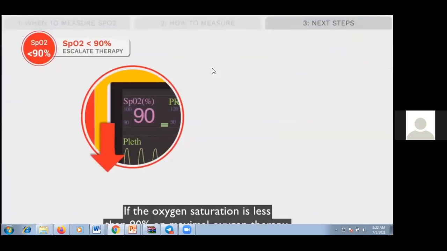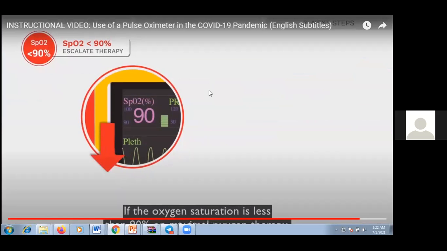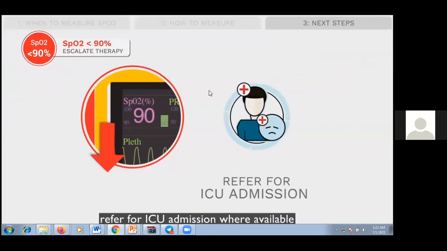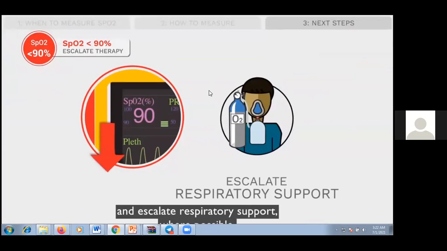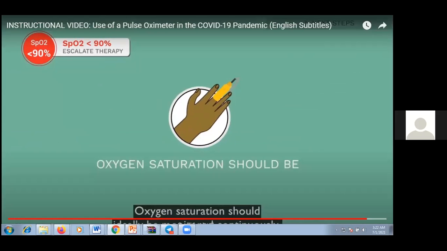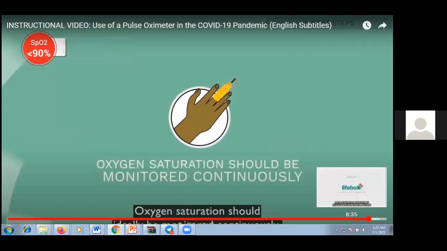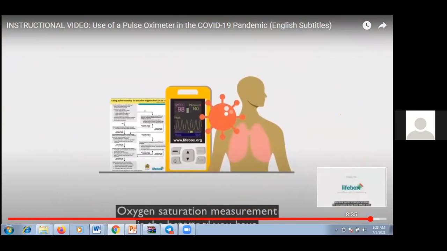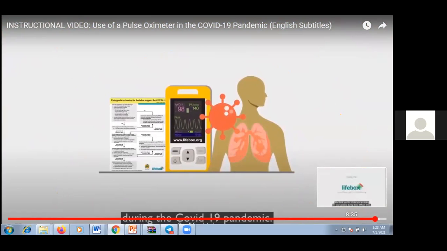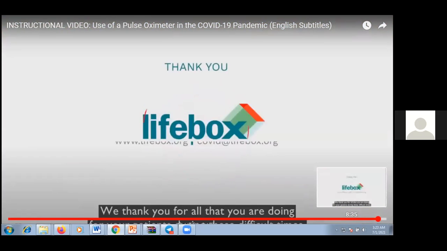If the oxygen saturation is less than 90% on maximal oxygen therapy, refer for ICU admission where available and escalate respiratory support where possible. Oxygen saturation should ideally be monitored continuously. Oxygen saturation measurement is the best tool you have to decide when to use and maximize precious oxygen resources during the COVID-19 pandemic. We thank you for all that you are doing for your patients during these difficult times.